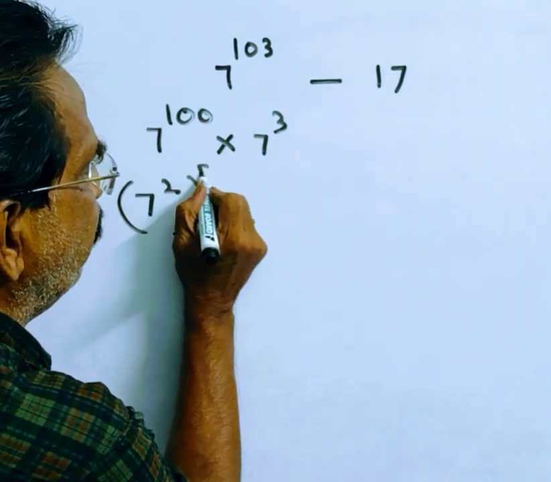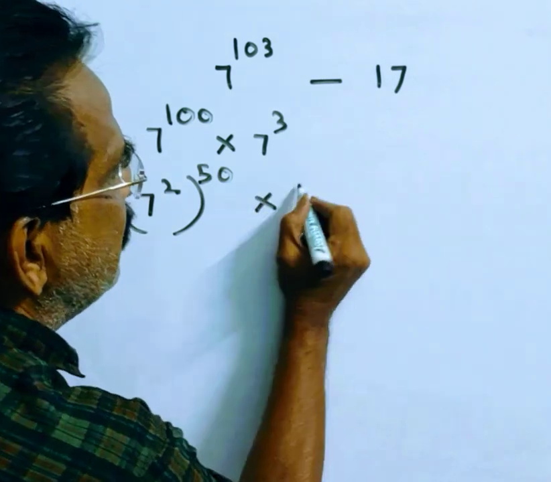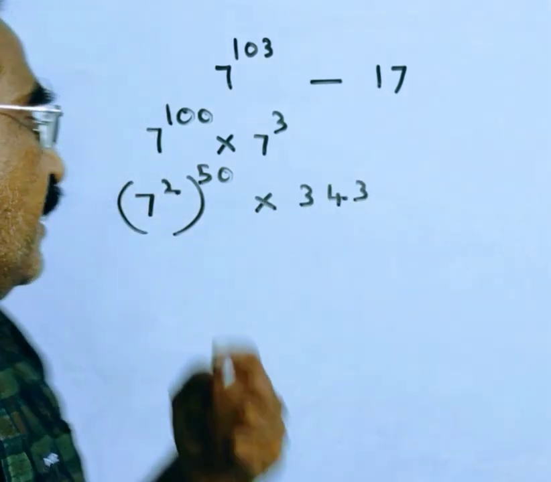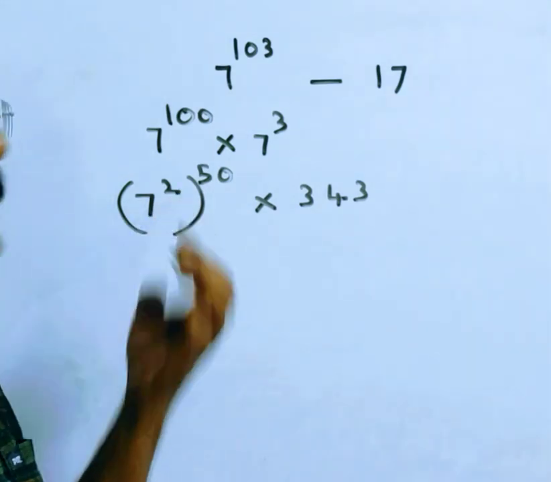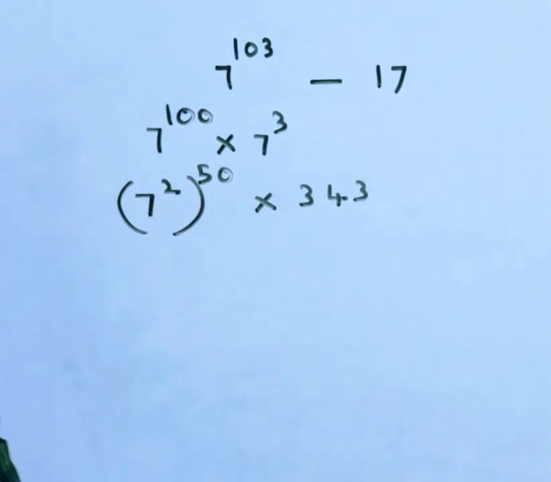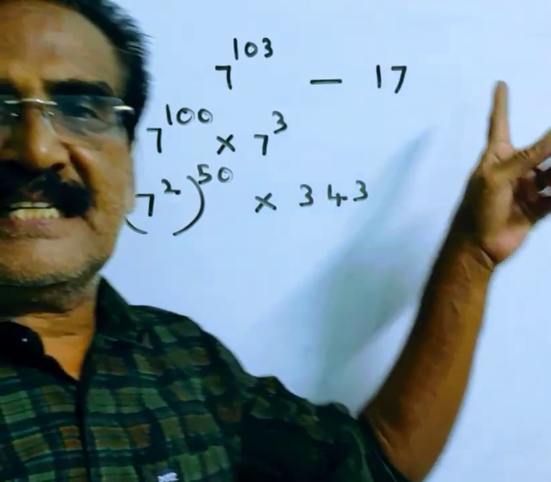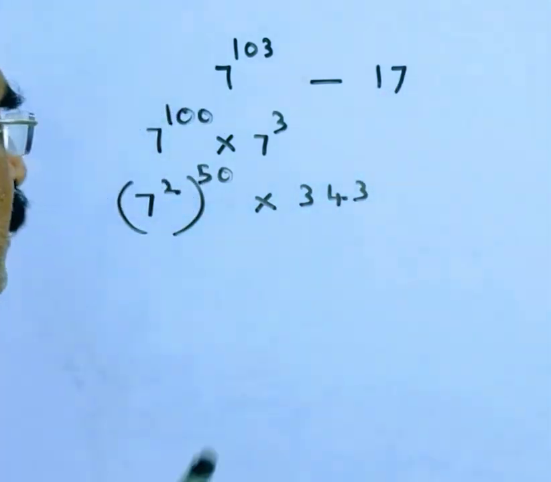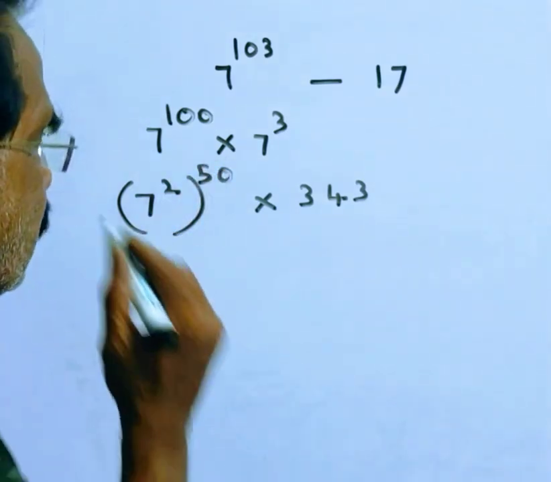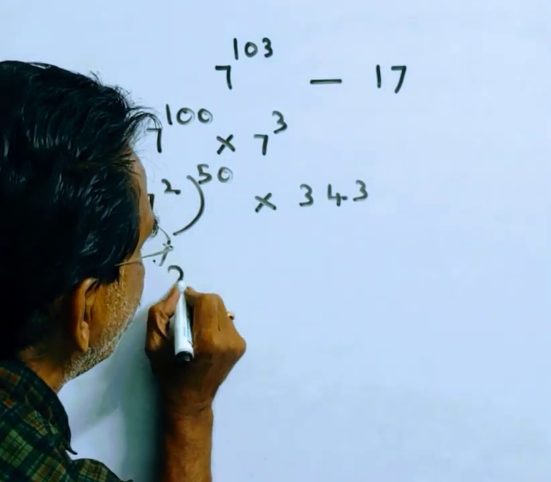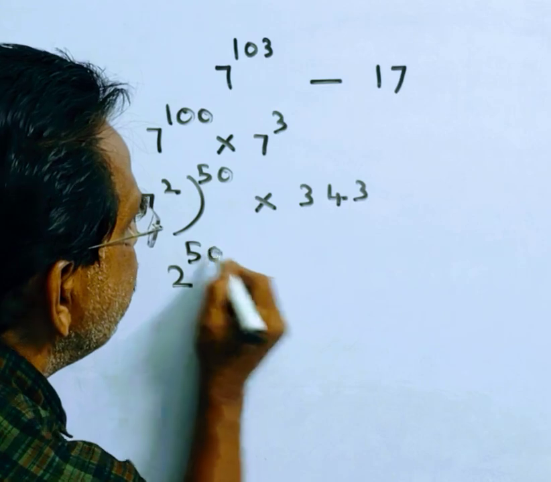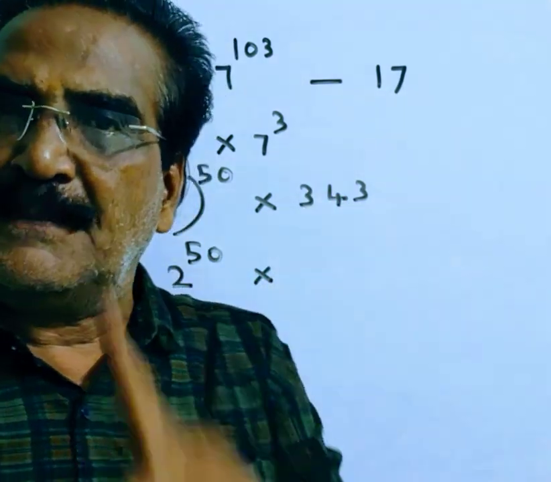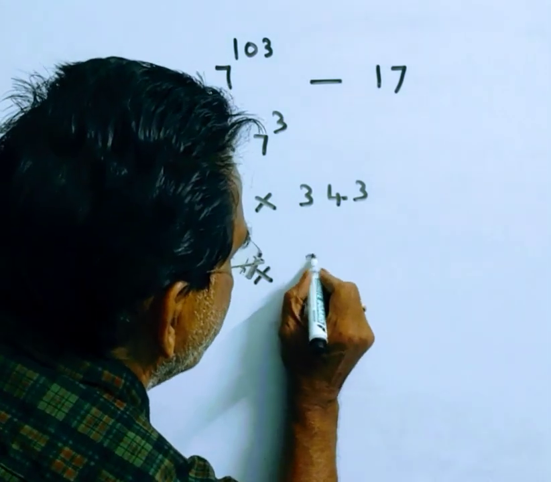(7 square) whole power 50, into 7 cube, which means 343. Friends, 7 square means 49. When 49 is divided by 17, 17 times 3 is 51. So the remainder is minus 2. Minus 2 whole power 50 means plus 2 power 50, into, friends, 343 divided by 17. The remainder is 3. Remainder is 3.